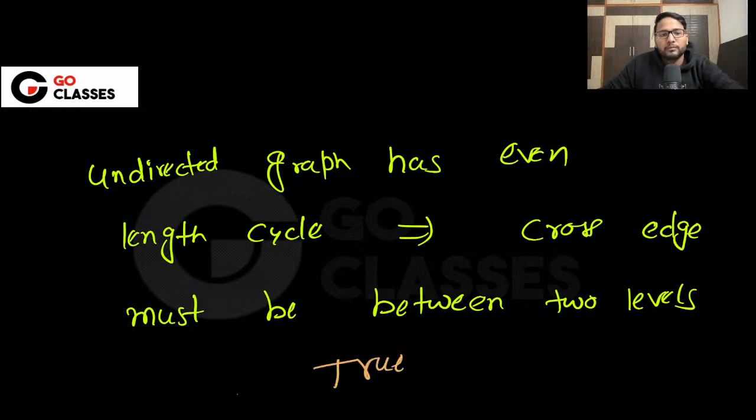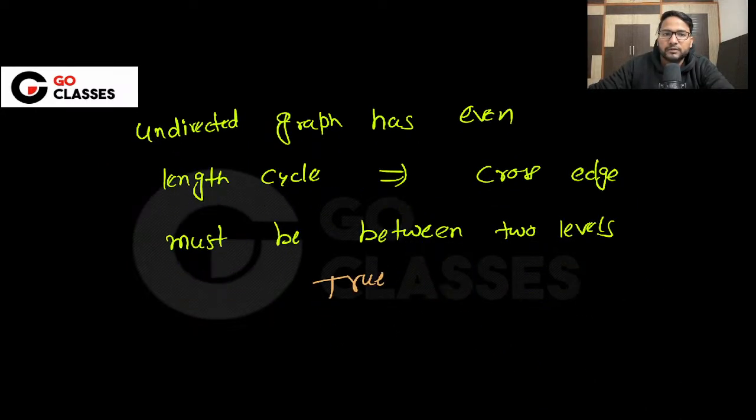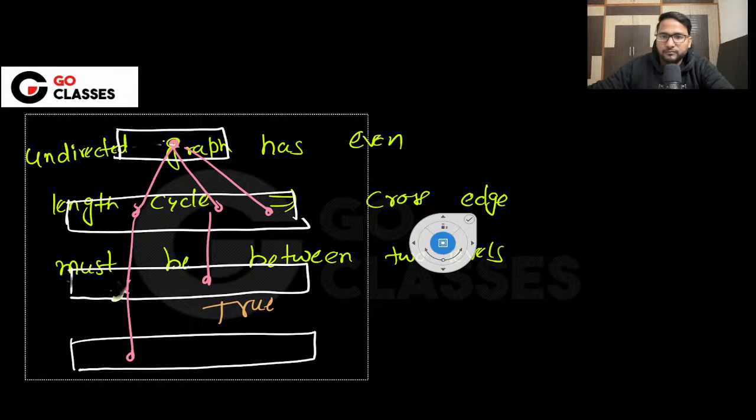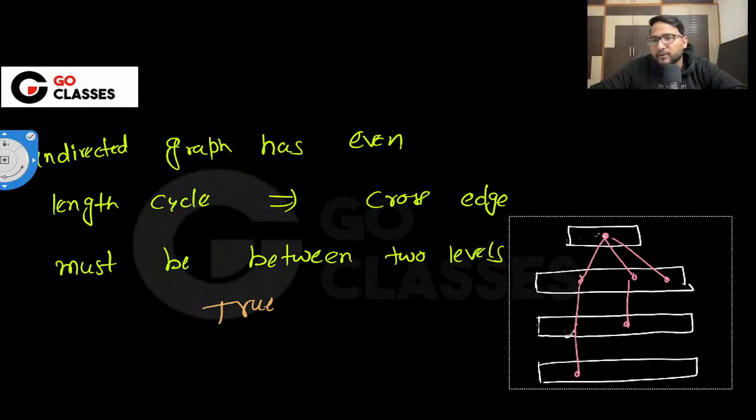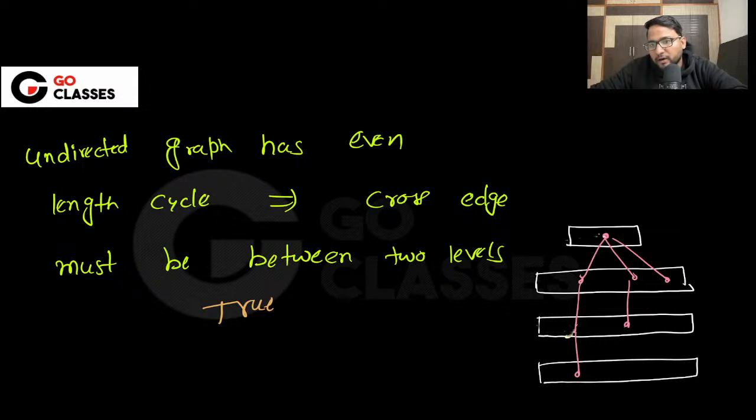Why is that true? Because you can see here that if this is even length, then it must be across the levels. Then only it will be 3 and then maybe 3, right? 6. Okay, if it is even length, then across the levels, right? This is true. Understood? Okay. Anyway, this is the little introduction of the BFS that we want to do.